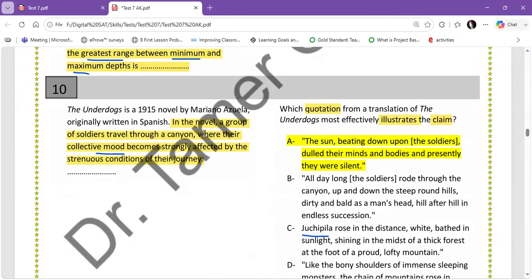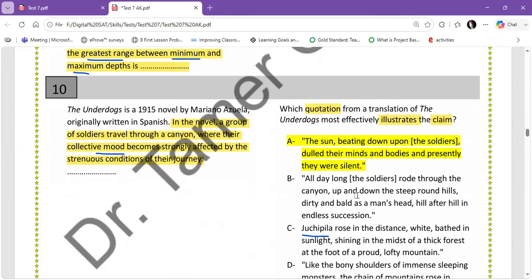He said in the novel, a group of soldiers traveled through a canyon where their collective mood becomes strongly affected by the strenuous condition of their journey. So their mood starts to be affected by the journey. The sun beating down upon the soldiers dulled their minds and bodies, and presently they were silent. Yes, it affects their mood. All day long the soldiers rode through the canyon, up and down the steep round hills, dirty and bald as a man's head, hill after hill in endless succession.